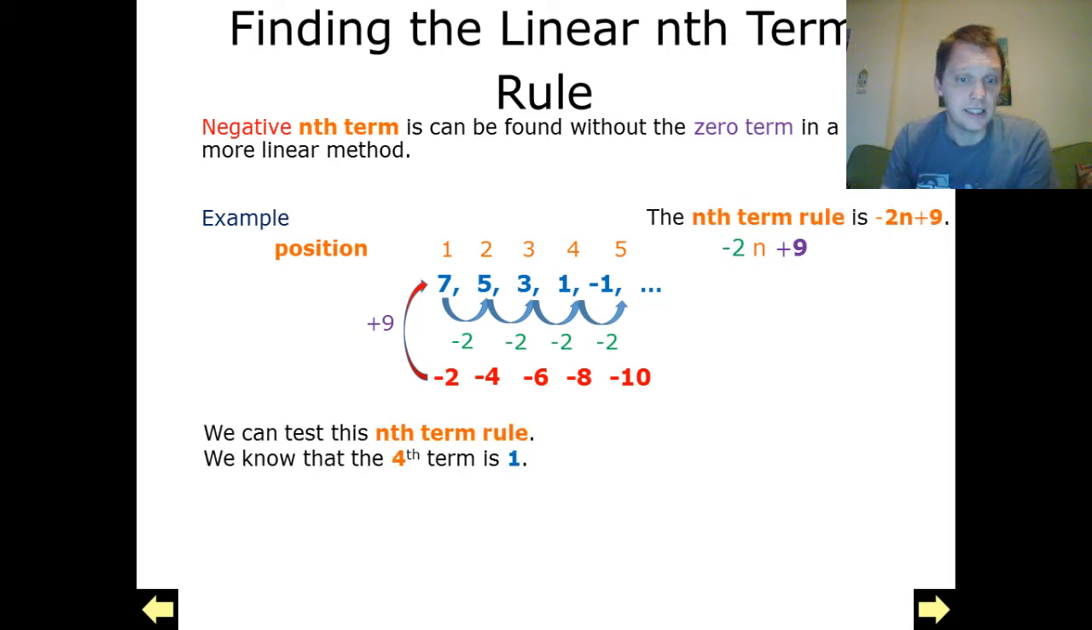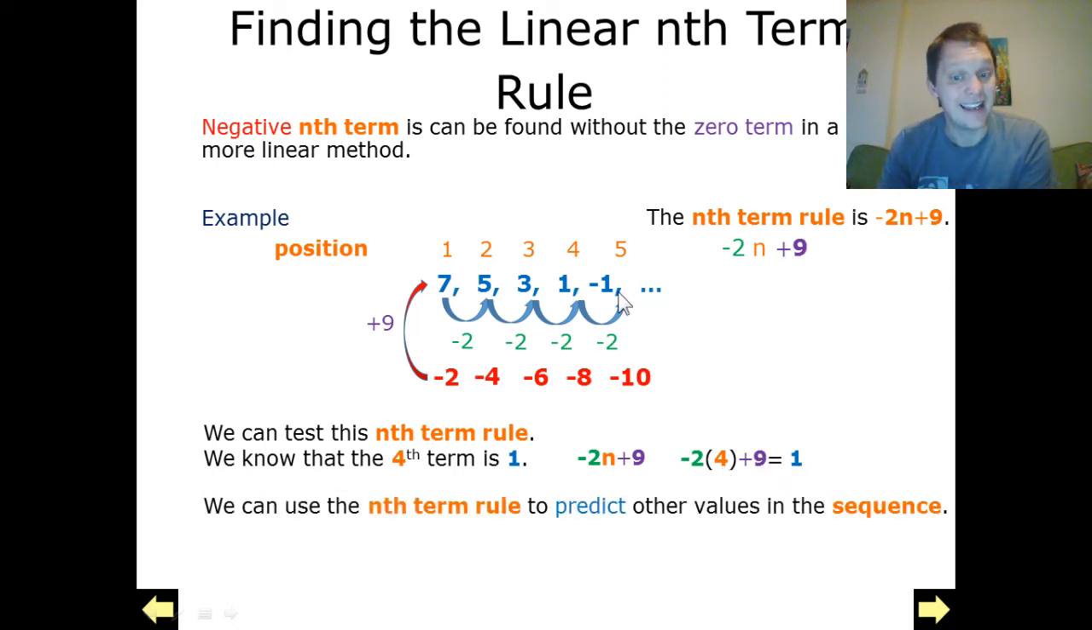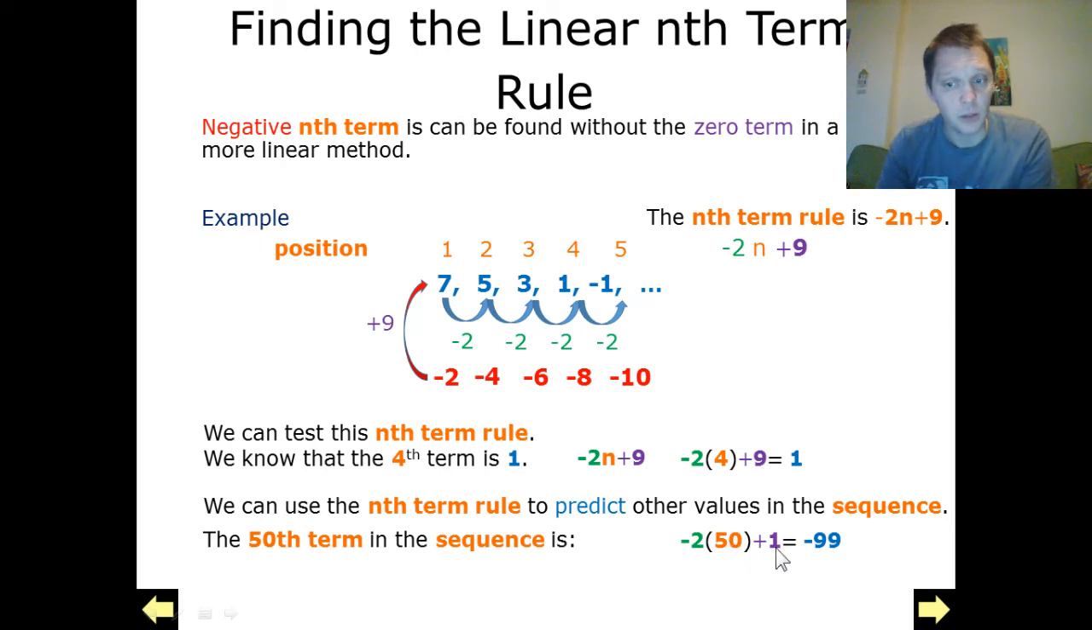And of course, this could be tested. So if I replace my n with 4, I know that my fourth term should be 1. And minus 2 times 4 gives me minus 8. Plus 9, that certainly does give us 1. And again, we could find our 50th term. So again, minus 2 times 50, that will give us minus 100. Add the 9, give us minus 91.